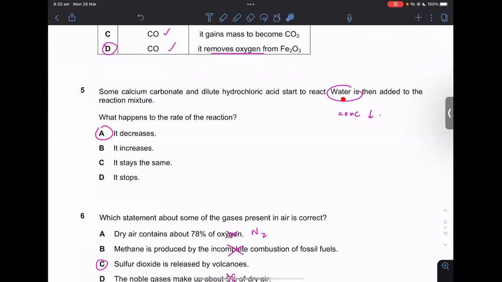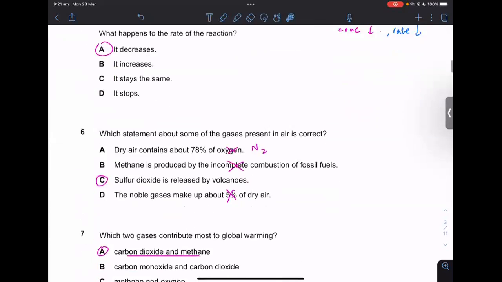Question number 5, you add some water. If you have some syrup solution and you add water, the syrup solution becomes less sweet. That's because it becomes less concentrated. Now, when you add water to the mixture, concentration will decrease. And when concentration decreases, rate will decrease. So what happened to the rate? The rate decreases, as simple as that.